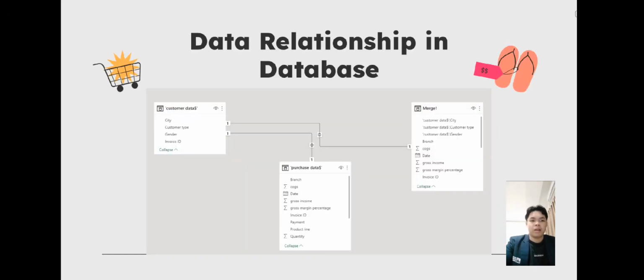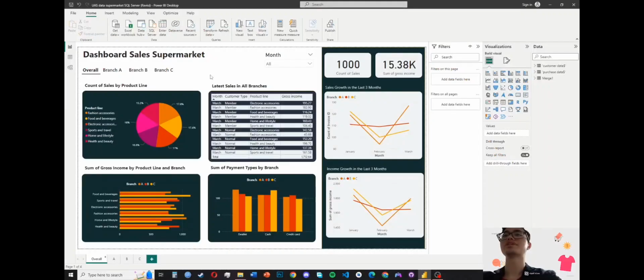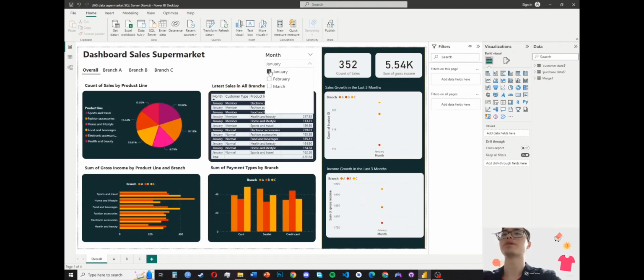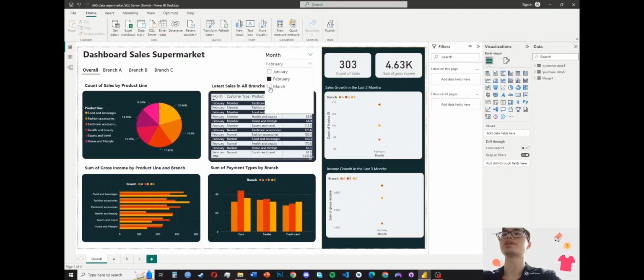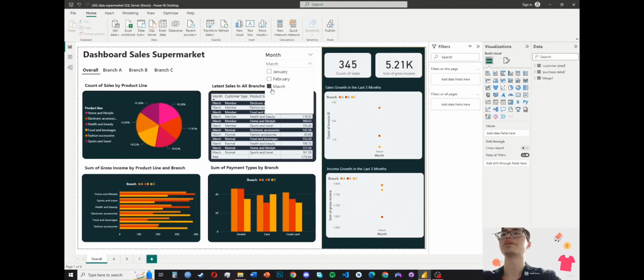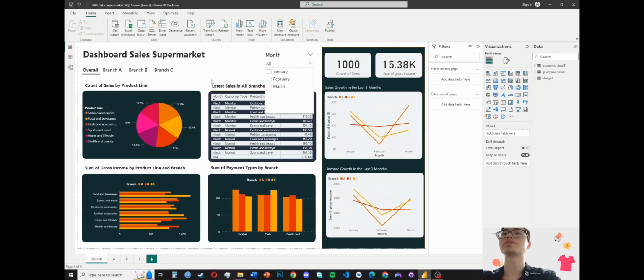This is the data relationship model in the database. We merge the data using the invoice ID as a primary key. We use this data to create the dashboard pages to answer the questions in the problem analysis. This is the first page of the dashboard. This dashboard displays the overall financial state of the supermarket. We can also filter the information by month. Because the data only has 3 months worth of sales, the filter will only show 3 months.